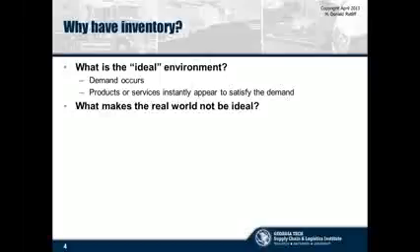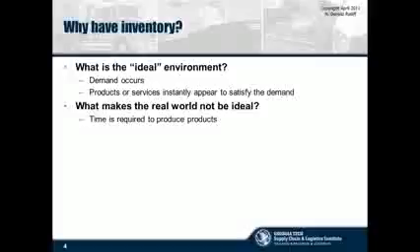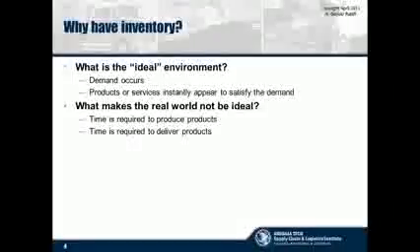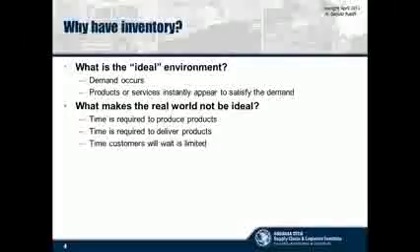If we ask why the world is not ideal, the first is it requires time to produce products. We can't just magically create most products. The other thing is that time is required to deliver the products. Generally, the products are not made at the point where the customer wants to buy them. So time is required to produce the products, and time is required to get them to the customer.